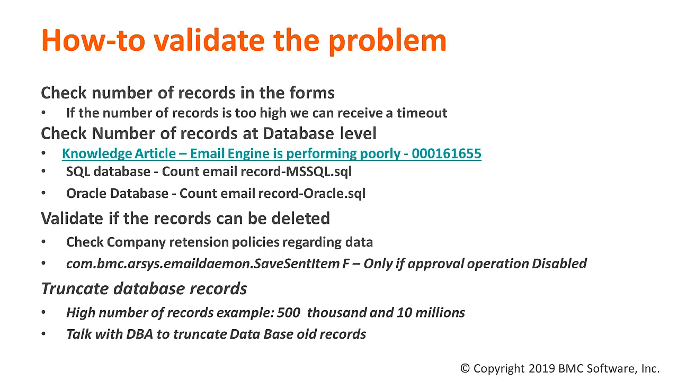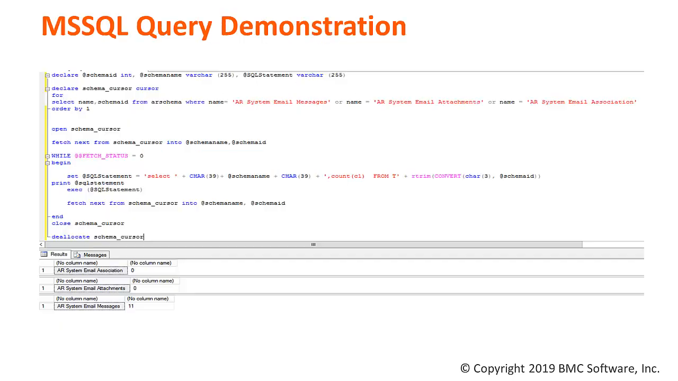Also, if your retention policies allow, you can set the value of the Save Sent Items setting to false in Centralized Configuration for the email daemon components. This will prevent sent items from collecting in the email engine forms. Note that if you are using email-based approvals, you must set the value of Save Sent Items to true so that the original email is available to validate the modify key.